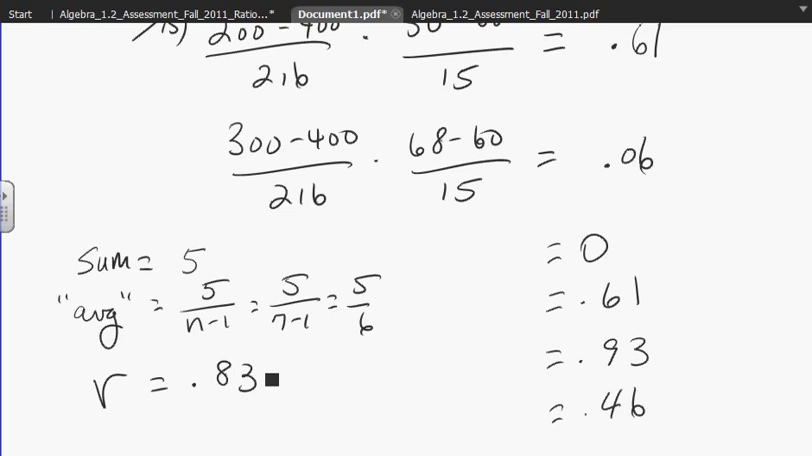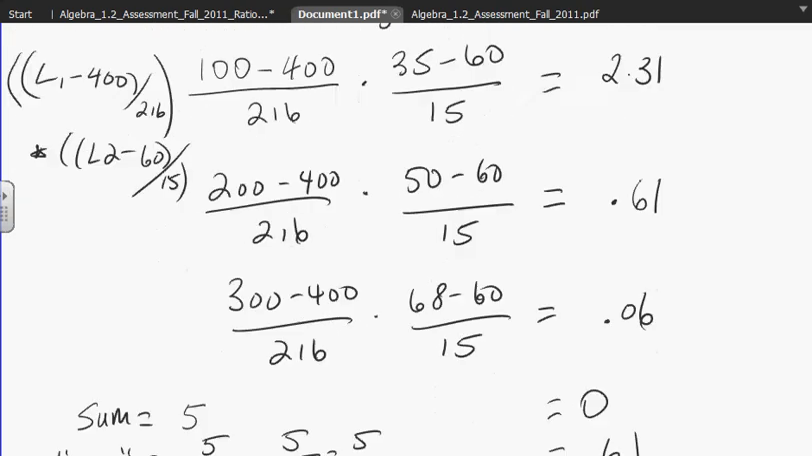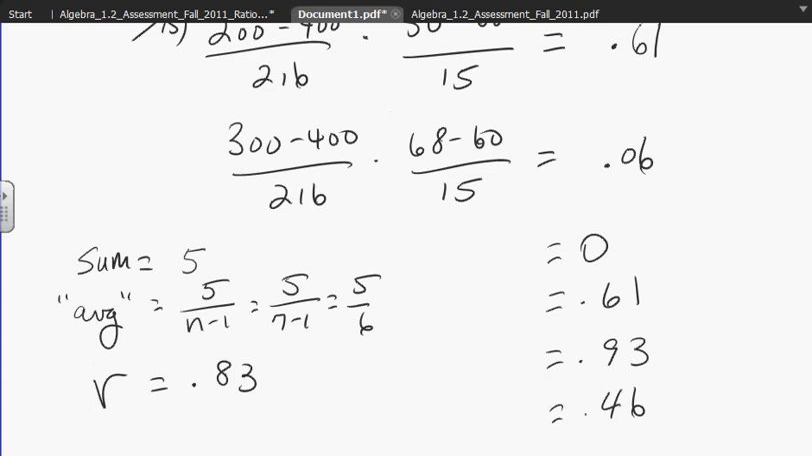How did I get which thing? 5. I added up all those 7 numbers that we calculated. 2.31, 0.61, 0.06. Why did I calculate the average like that? This is how R is defined. And you always subtract 1 when you're dealing with a sample instead of a whole population, and we're dealing kind of with a sample here. What's the technical word for what we're doing? Correlation.